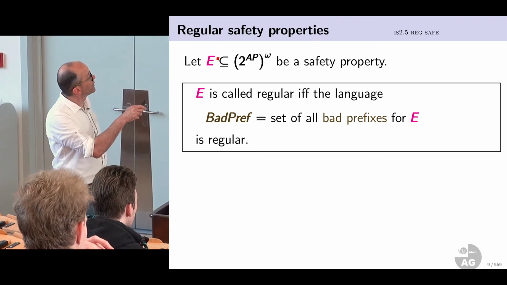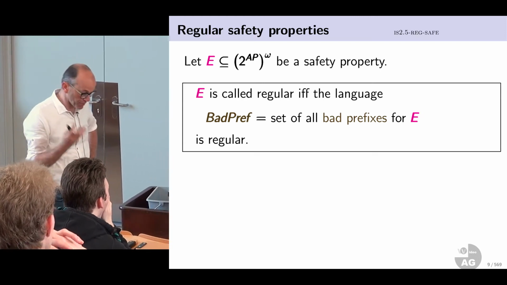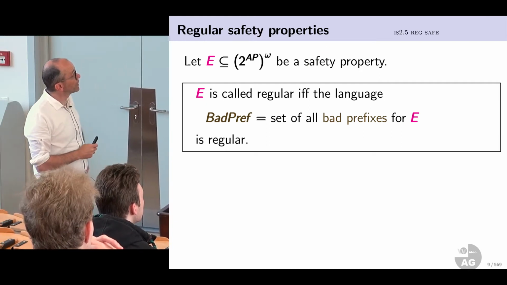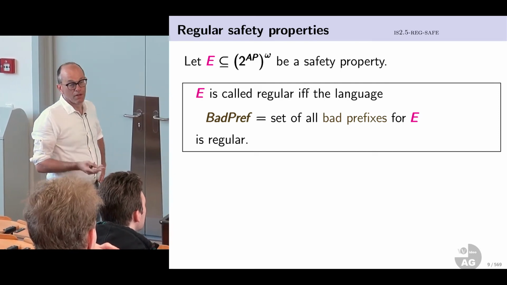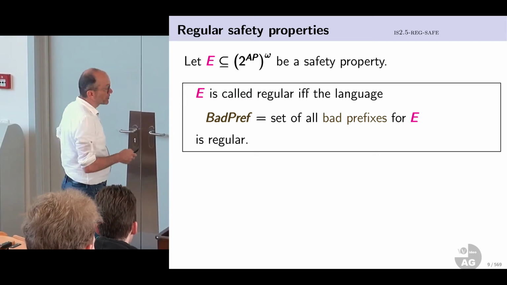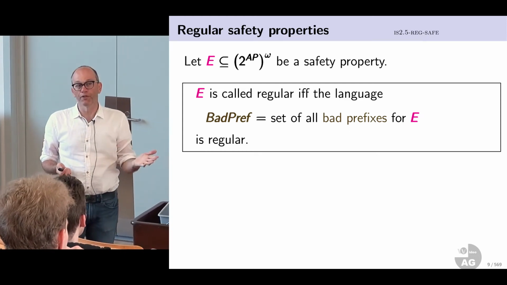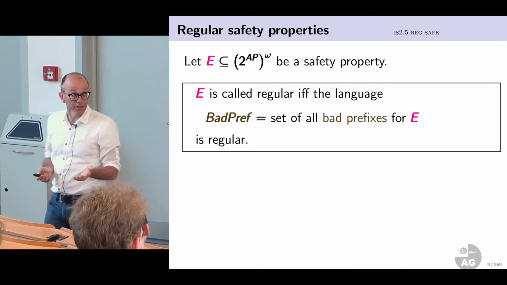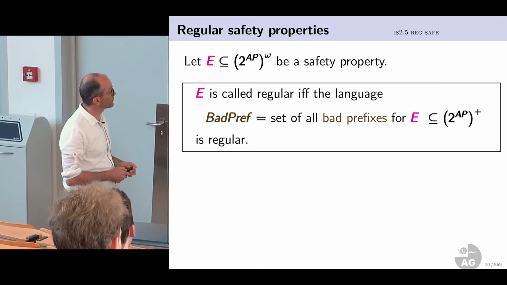So first of all, I fix E to be a set of infinite traces. So E is a property, and it's a safety property. And we call such an E a regular safety property if and only if the language of all the bad prefixes is a regular language. And that means in particular that you can represent the set of bad prefixes by means of a regular expression, or equivalently by means of a non-deterministic finite state machine, or equivalently by a deterministic finite state machine, because all these three are equivalent.